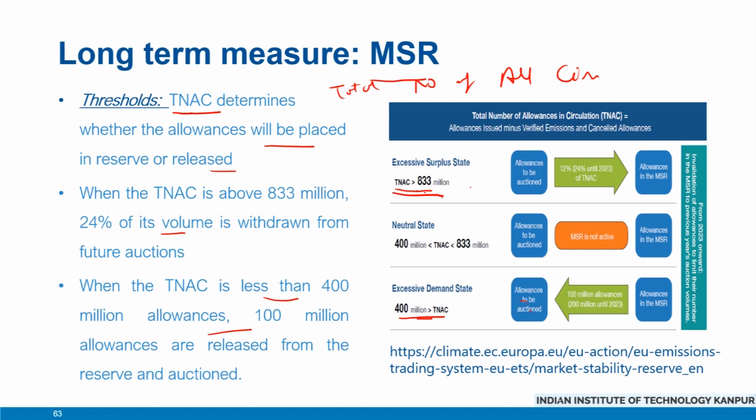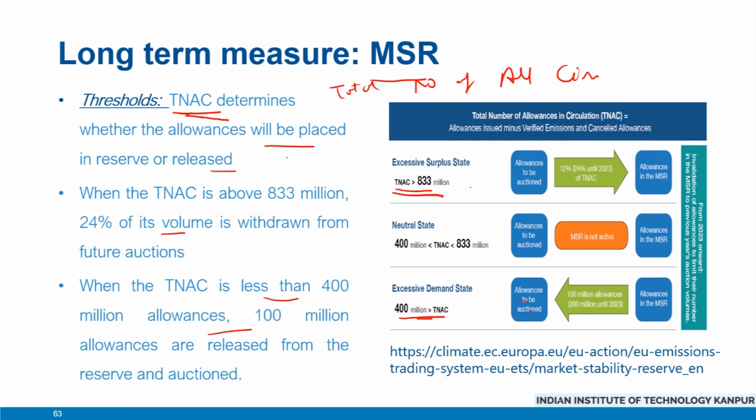So in this fashion, we can say that MSR adjusts the supply by taking in allowances from or releasing them to auctions, thus affecting the short-term scarcity or excess supply. So in this way, it adjusts the scarcity or supply. And this intake of allowances is determined by two key parameters: the total number of allowances in circulation, that is TNAC, and the intake rate, that is 24%.